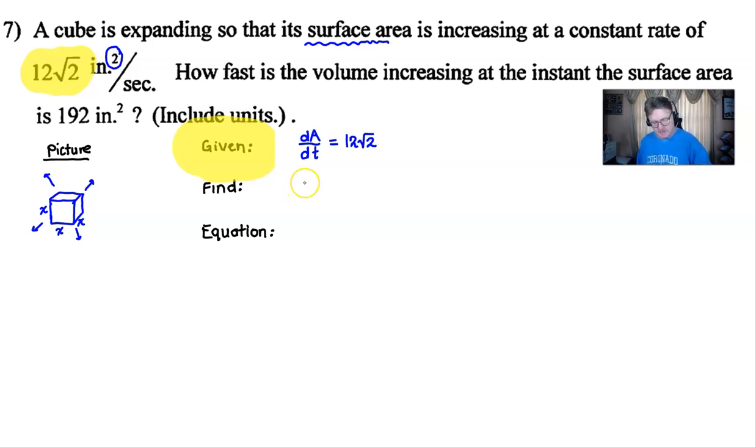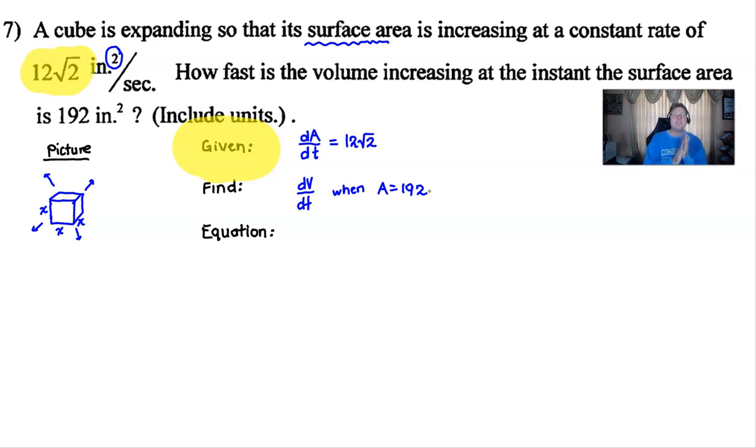Well, that seems pretty logical. We're going to find the derivative of the volume with respect to t. And we're going to find that specifically at the instant that the surface area is 192. So let's say we're going to find dV/dt when specifically the A is 192.